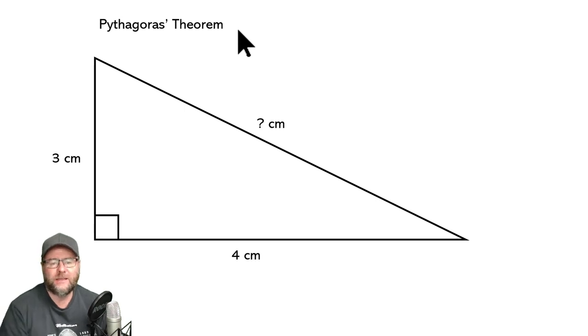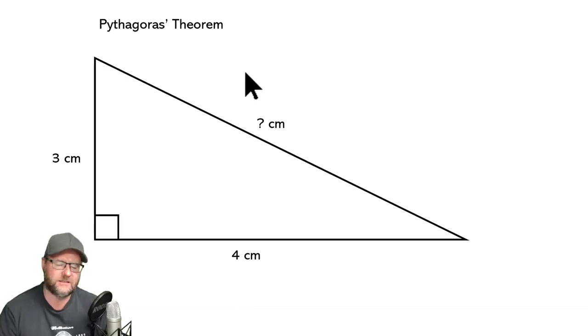Well, in this video, we are going to actually start using Pythagoras' theorem. We've been exploring some of the theory behind it, but now we're actually going to start to use it to do some maths to calculate unknown lengths for the hypotenuse in a right angled triangle.